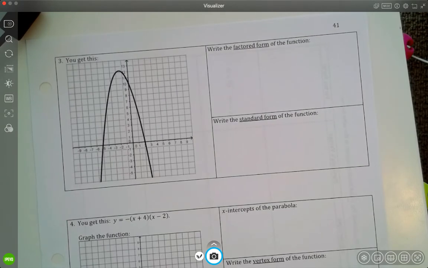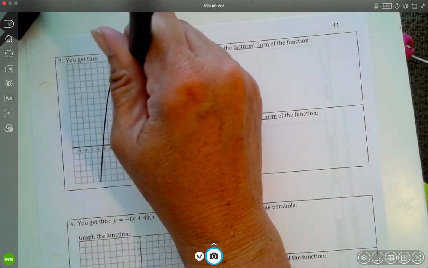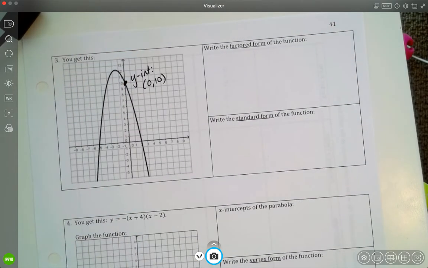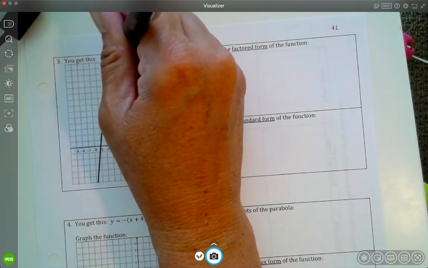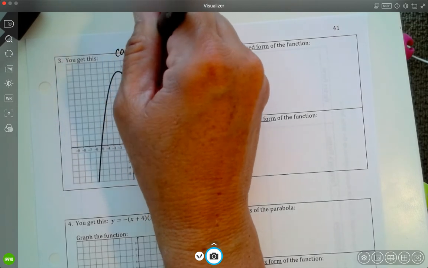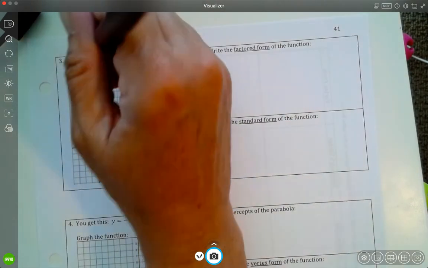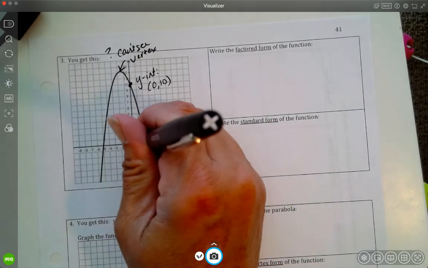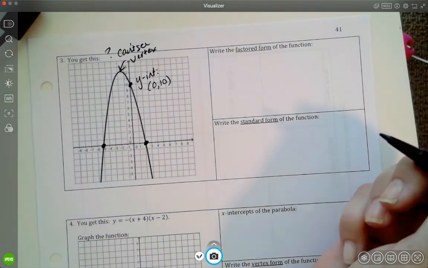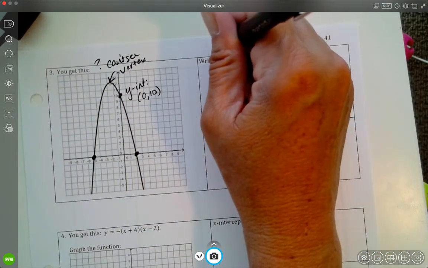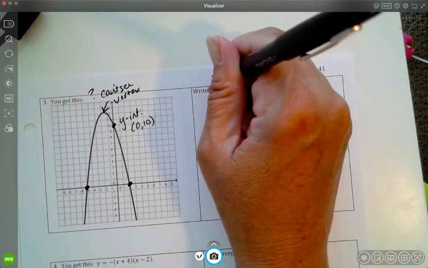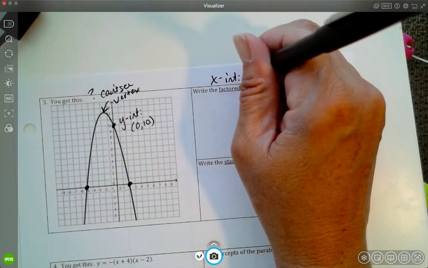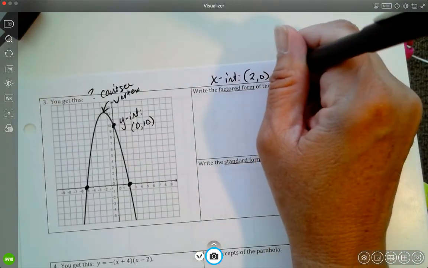Well, I can see the y-intercept. The y-intercept is 0, 10. I can't really see the vertex. So what can I do with the y-intercept? Well, what else can I see? I can see the x-intercepts. That's huge. Okay, so x-intercepts I can use, I'm going to just write them up here. I use x-intercepts to write the factored form. So x-intercepts are 2, 0 and negative 5, 0.